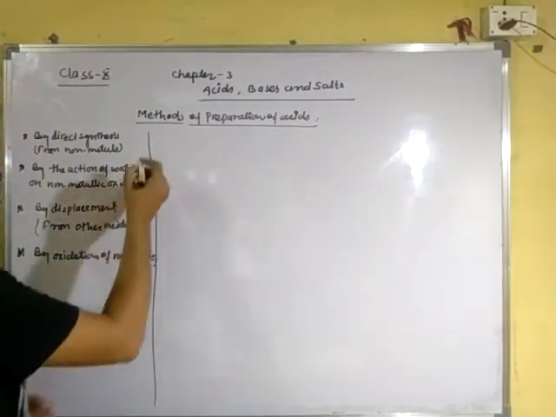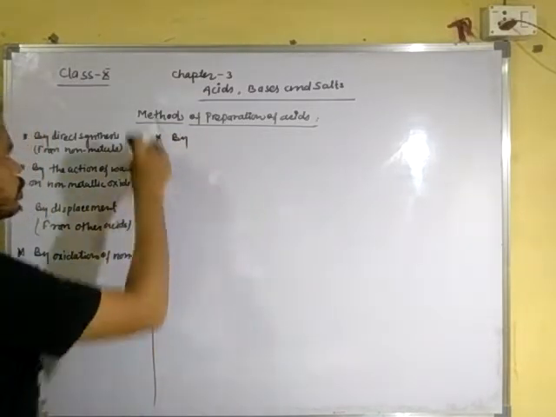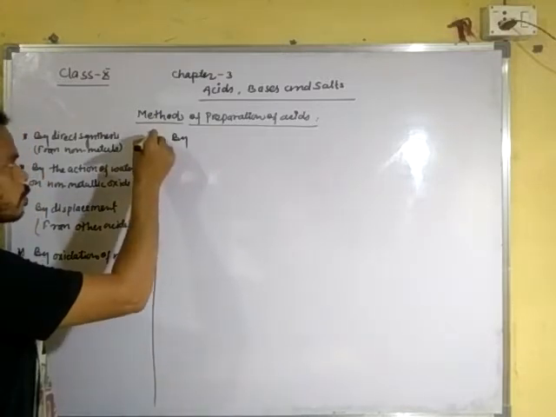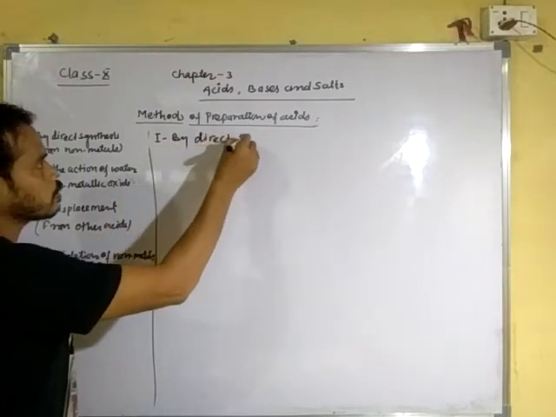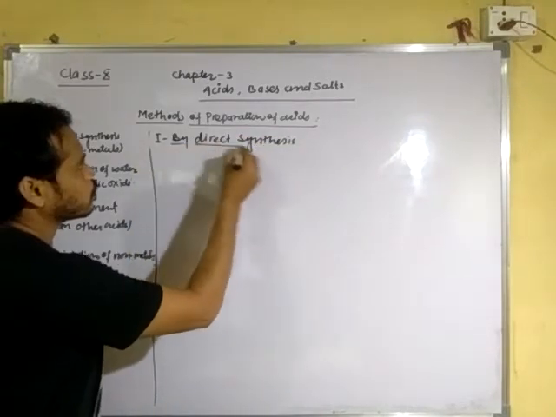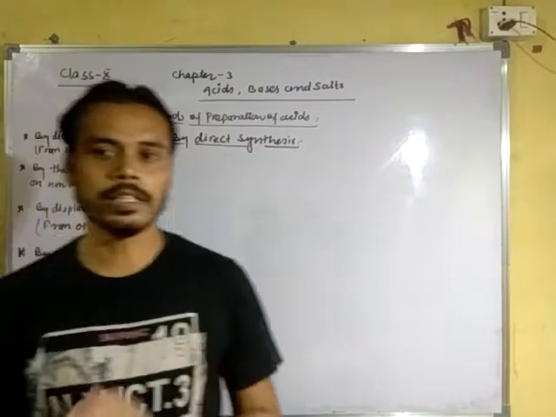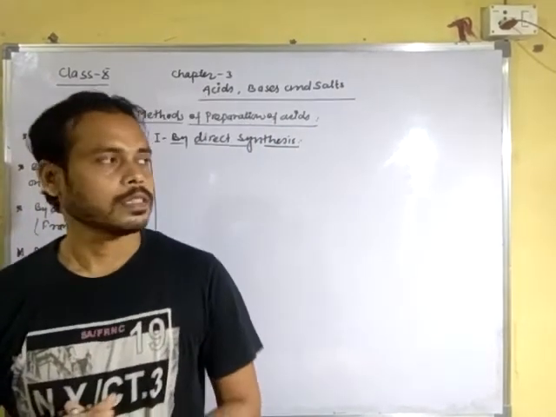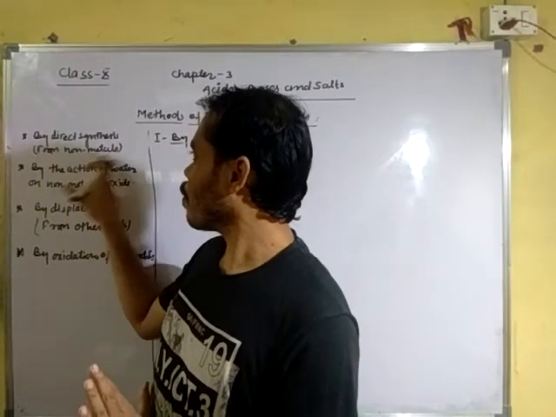First of all, by direct synthesis. In this method, we can directly obtain acid by treating some non-metals. We have written here from non-metals.